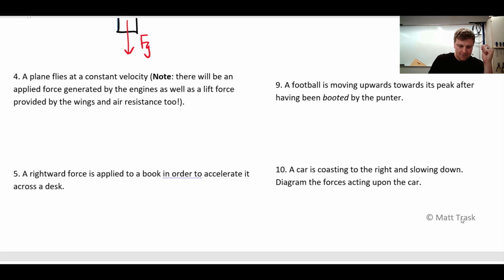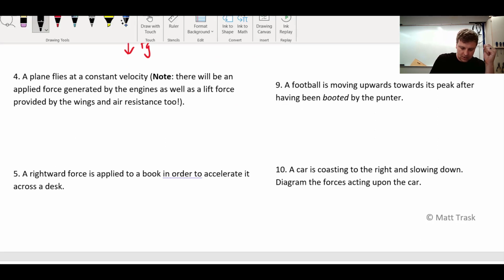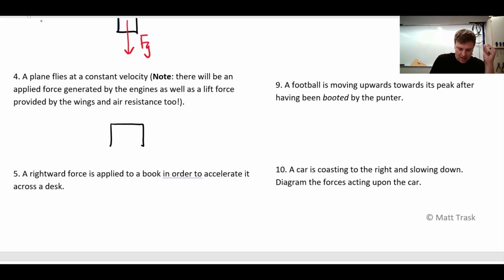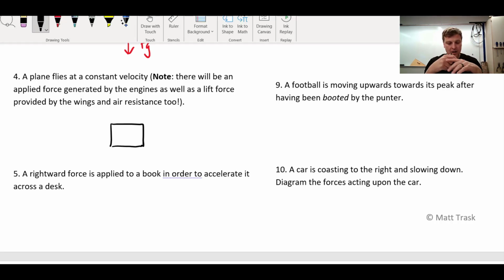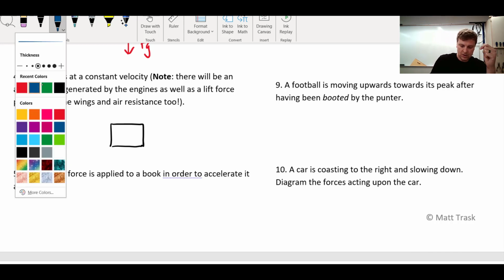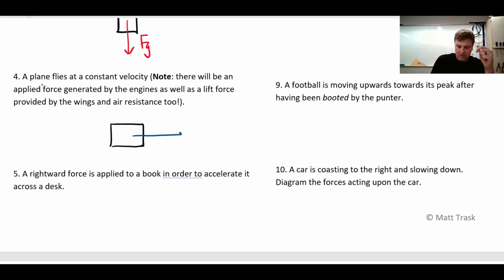Let's see, we got a plane flying at a constant velocity. So, okay, and nailed it. Now this plane is flying at a constant velocity, and it gives us a little hint here. It says there's an applied force forwards, okay, great, and there's a lift force provided by the wings. So there's like some new kind of force here that I haven't encountered, but that's okay. I'm going to add an applied force here. Okay, I got a nice applied force like that.